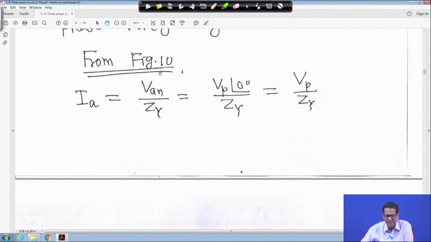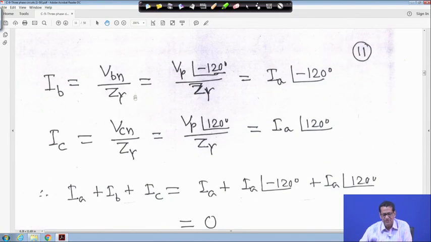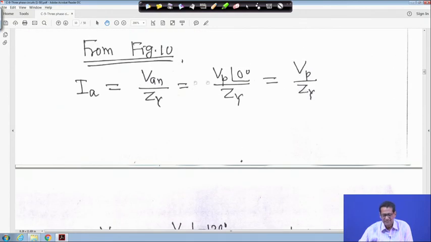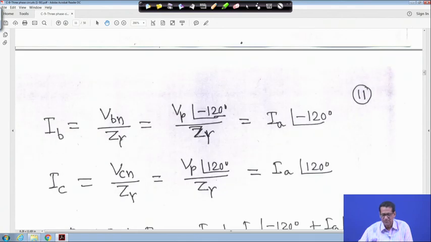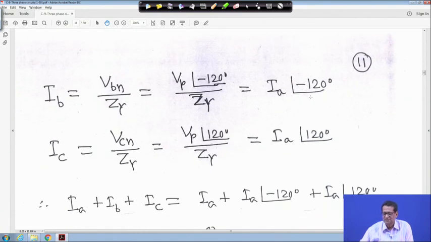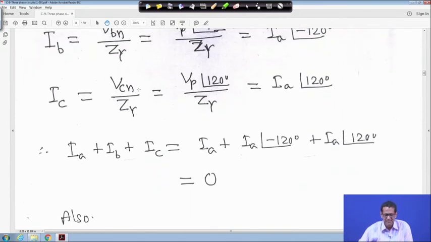So here, from figure 10, IA is equal to VAN upon ZY. I told you VAN is equal to VP angle 0 degrees, so IA is VP upon ZY. Similarly, IB is equal to VBN upon ZY, and VBN is VP angle minus 120 degrees, divided by ZY. This VP upon ZY is equal to IA, so IB is equal to IA angle minus 120 degrees. Similarly, IC is equal to VCN upon ZY, which is VP angle 120 degrees upon ZY, and VP upon ZY is IA, so IC is IA angle 120 degrees, right?